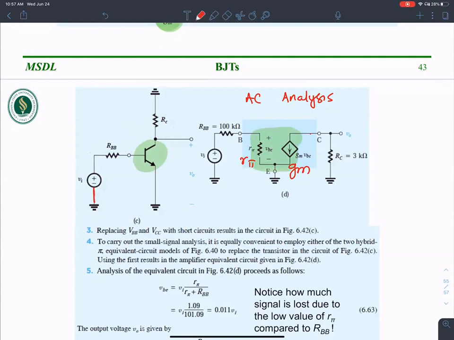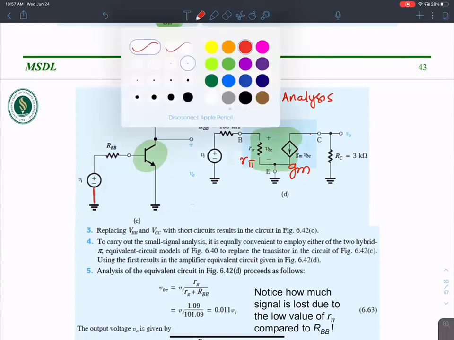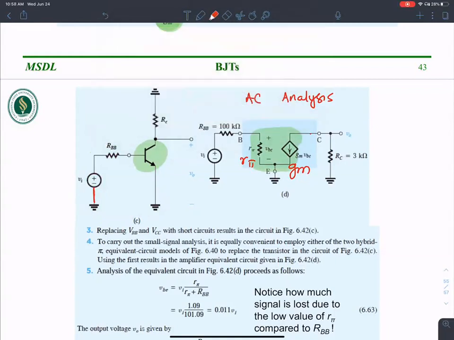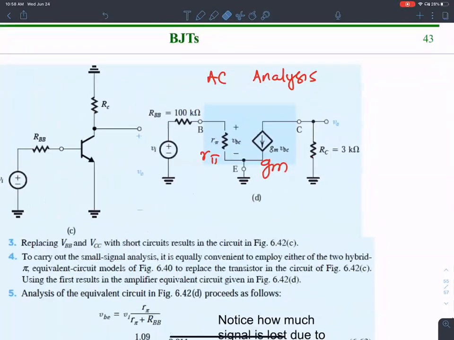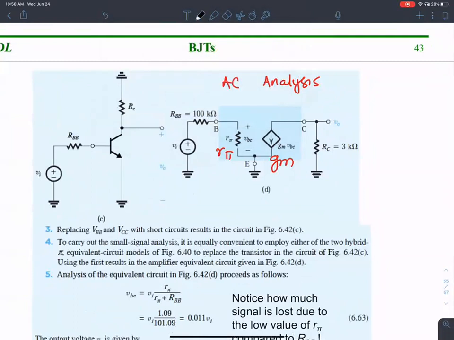Now this RBB is coming from outside this circuit. That's this guy. RBB is 100 kilo ohms. It's an external resistance that we connected. Similarly, there is this RC, the external load resistance that we found. Now it's just a matter of calculating the signal loss and the gain over here. So we are interested in finding V output.